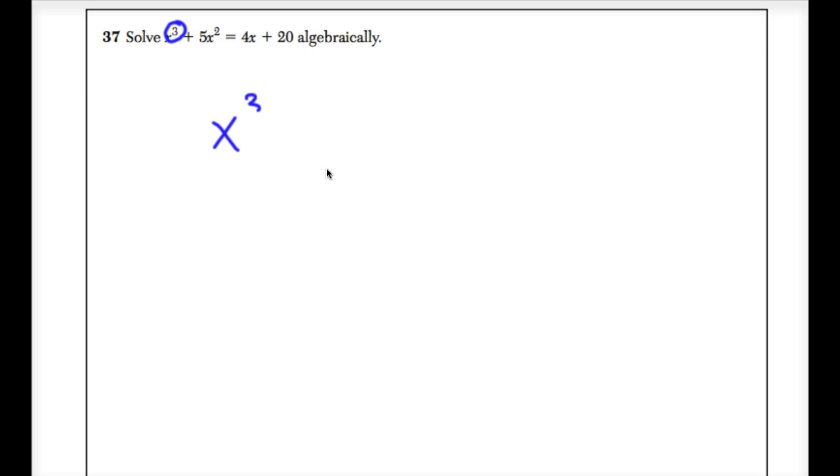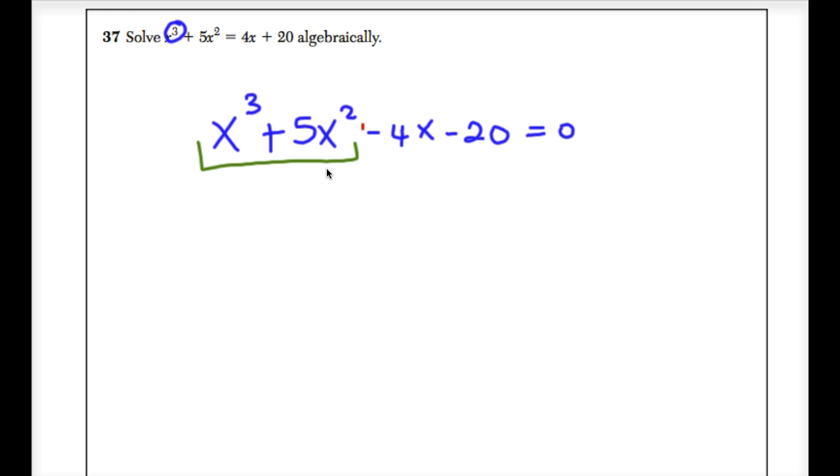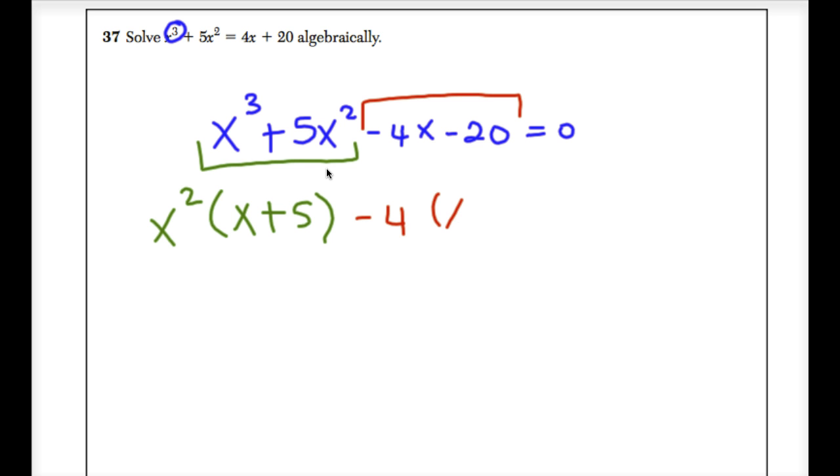I will have x to the third plus 5x squared, bring my 4x over, and bring my 20 over. Make that equal to 0. I know I can factor this with the ABC method because my highest exponent is 3. These two have something in common, and these two have something in common, so I can factor these out. This has an x squared in common, and I'm left with x plus 5. And over here, it has a negative 4 in common, and I'm also left with x plus 5.